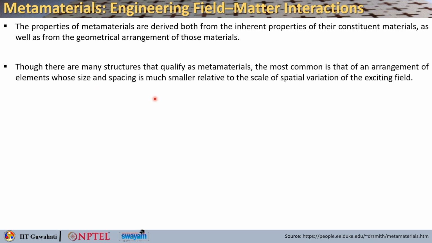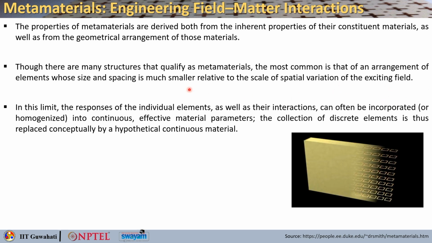Though there are many structures that qualify as metamaterials, the most common is that of an arrangement of elements or meta atoms whose size and spacings are much smaller relative to the scale of the spatial variation of the exciting field. So, this is the main concept. Okay. The size and spacing of the unit cells should be much smaller than the wavelength of light or any other field it is interacting with.